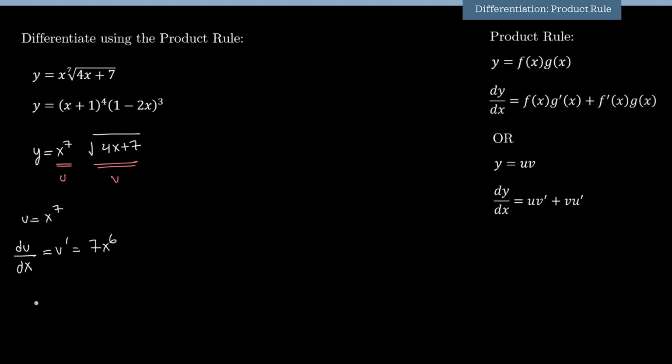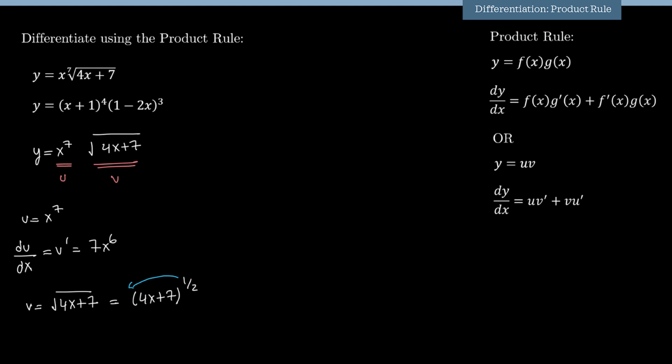Next, the function v is square root of 4x plus 7. For square root, we also write this as whole power 1 upon 2. So I can write this as 4x plus 7 whole power 1 upon 2. To differentiate this 4x plus 7 whole power 1 upon 2, I'll need to apply the chain rule here. And according to the chain rule, first of all, the power comes down.